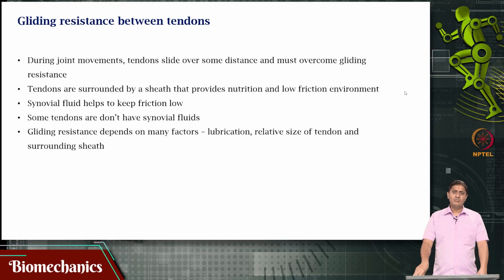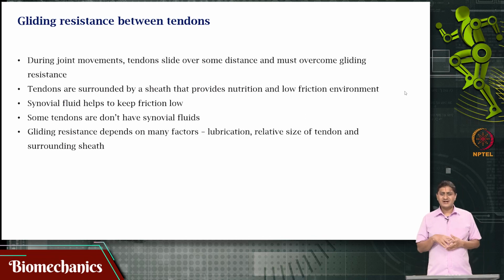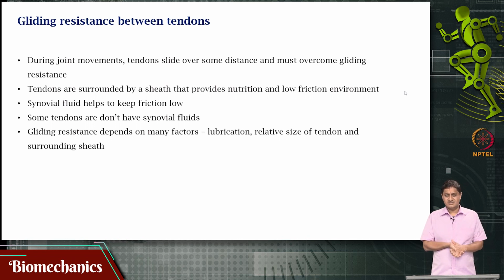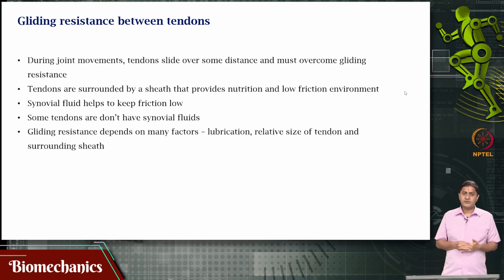So, when there are movements that happen in a joint, tendons slide over some distances, and they have a need to overcome this gliding resistance. Tendons are usually surrounded by a covering, some material that covers the tendon, a sheath. And the purpose of the sheath is to provide a low friction environment and to provide nutrition.